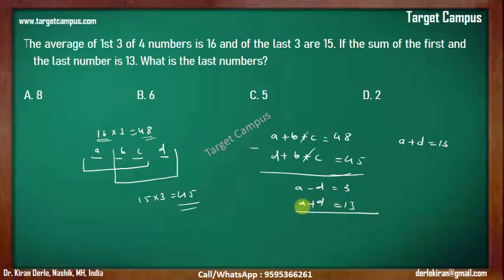So solving this, we will add these. So 2A is equal to 16, A is equal to 8. If A is 8, D must be 5. So 5 is the right choice.